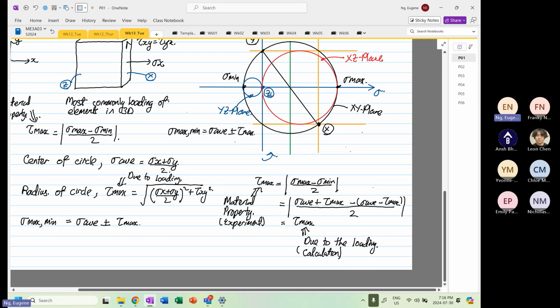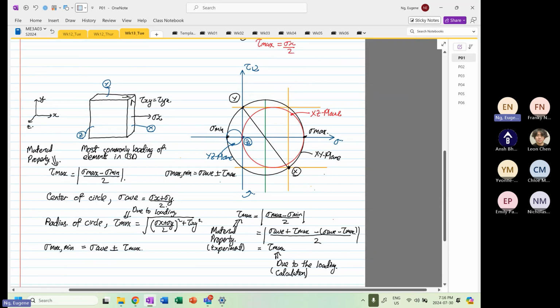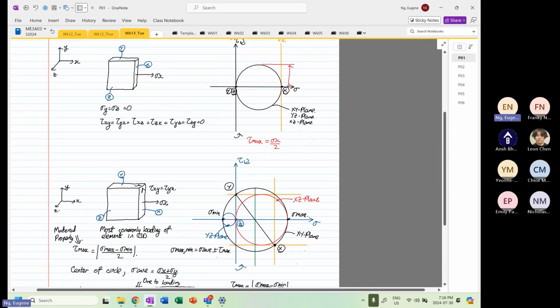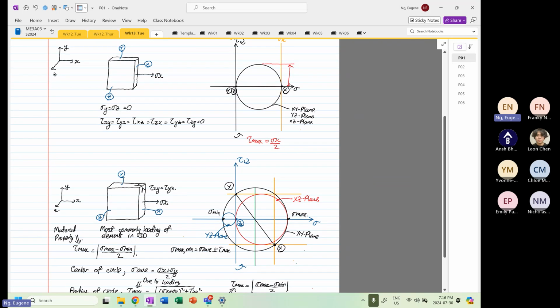Right, so this is just a quick review of what we learned on maximum shear stress. The most important thing you have to know, what I keep emphasizing, is what loading it is, whether your 3D Mohr's circle looks like this or like this. That's why constructing the 3D Mohr's circle is important.